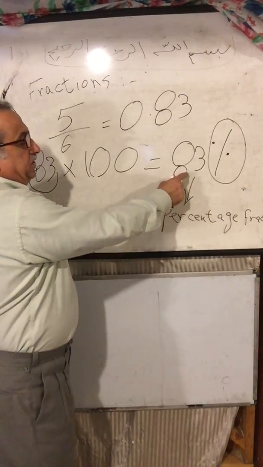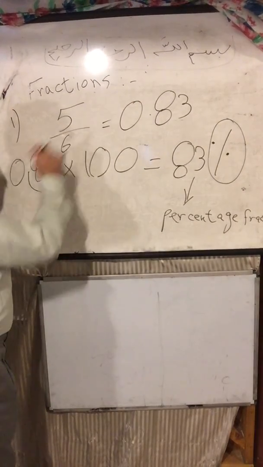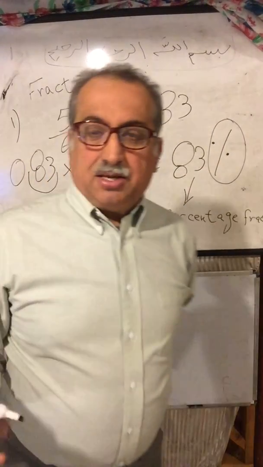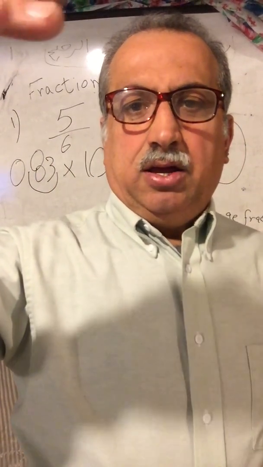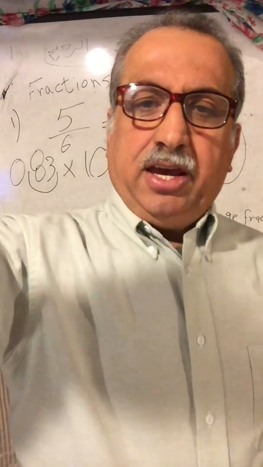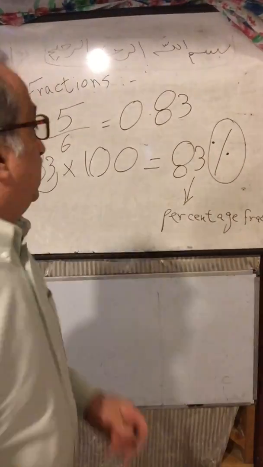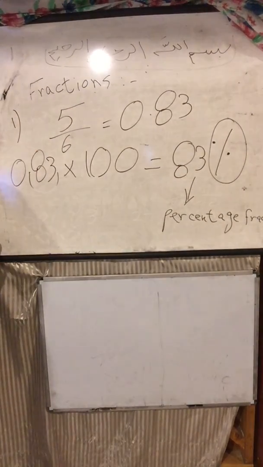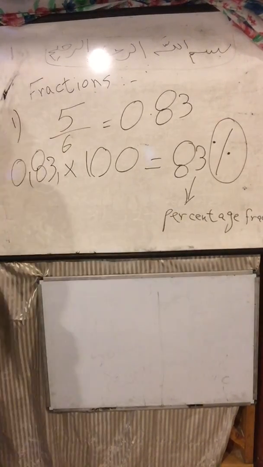Okay, so what does that mean? 5 is 83% of 6. That's what it means. If you take the number 5, what percentage is 5 compared to 6? It is 83% of 6. Let me explain it in a better way for some people who might have problems with that. So we got this: 5 over 6 equals 0.83, times 100 equals 83%, and this is the percentage fraction.